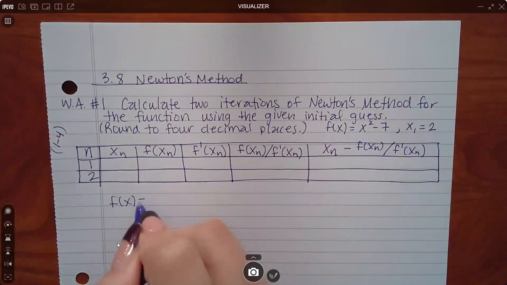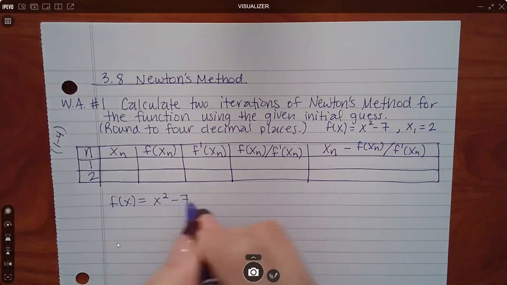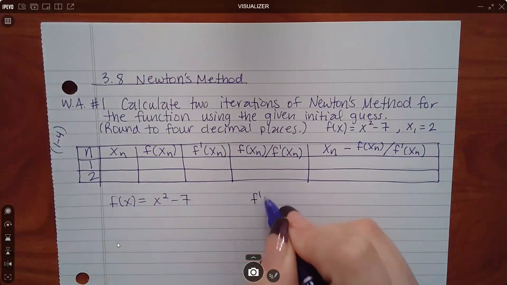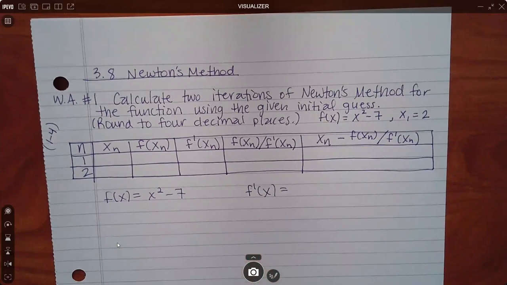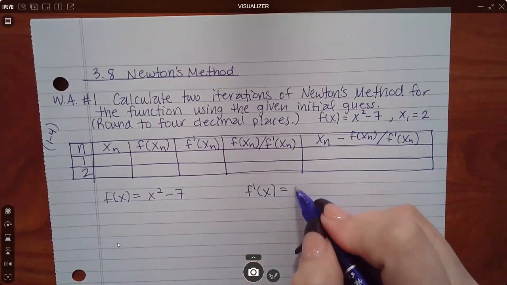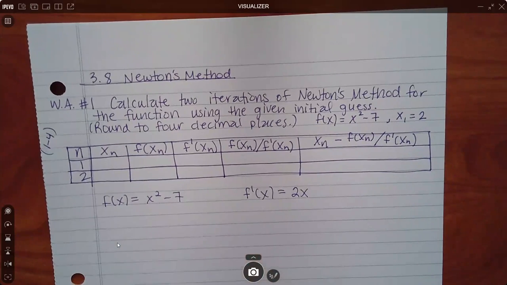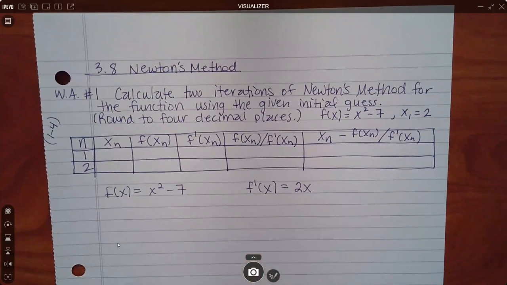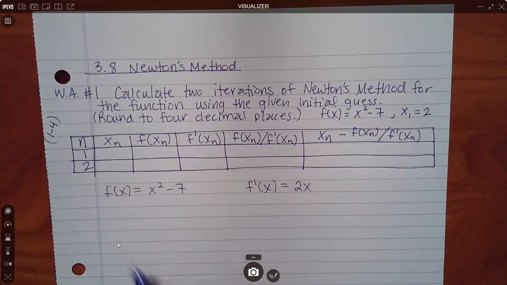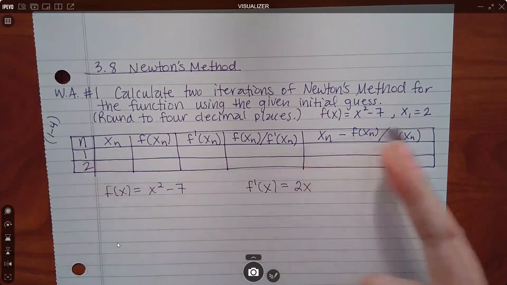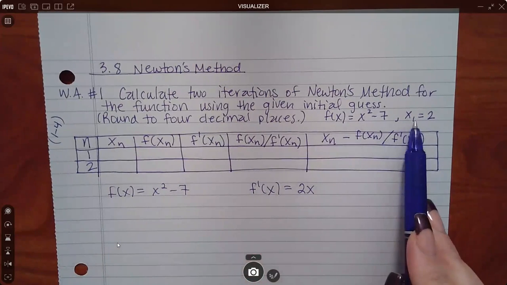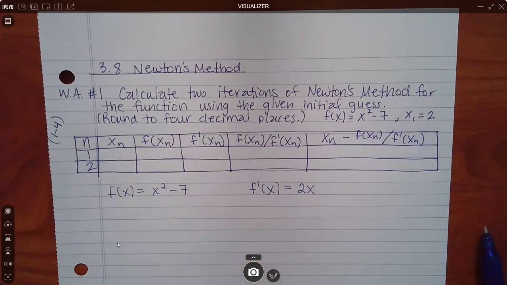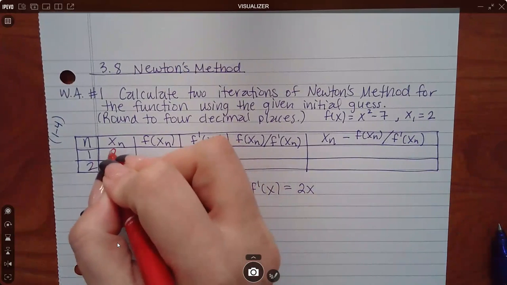f of x is this. And we're also going to need f prime. So what's f prime of x? 2x. Mm-hmm. And so then let's see what we get for these first few boxes. So my first guess for n1, right? It's x1. They tell me that x1 is 2. So I know that 2 goes in this box. So that's my initial guess.